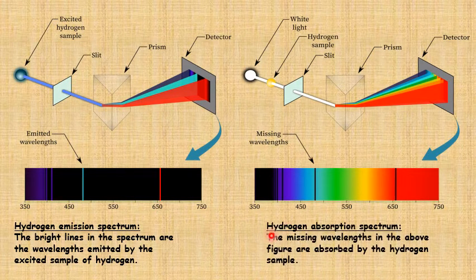And in this case, we have hydrogen absorption spectrum. The missing wavelengths in the above figure are absorbed by the hydrogen sample. And I think if you compare between the two pictures, you will understand the differences between them. Here we have line emission, and here we have line absorption. Okay, now let us continue in our notes.